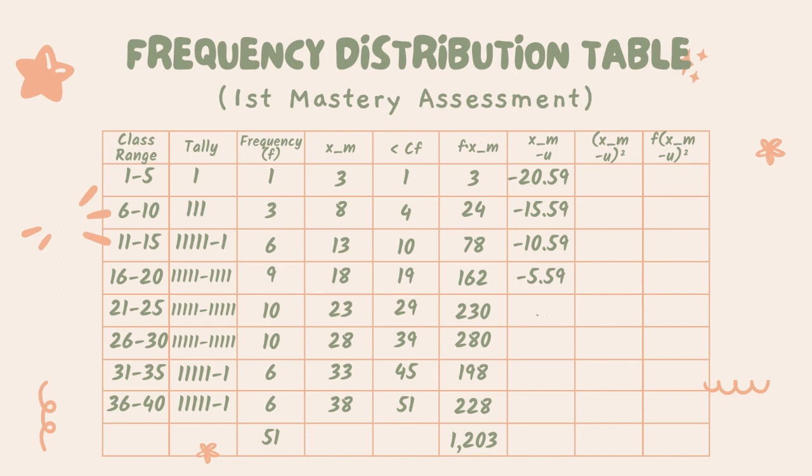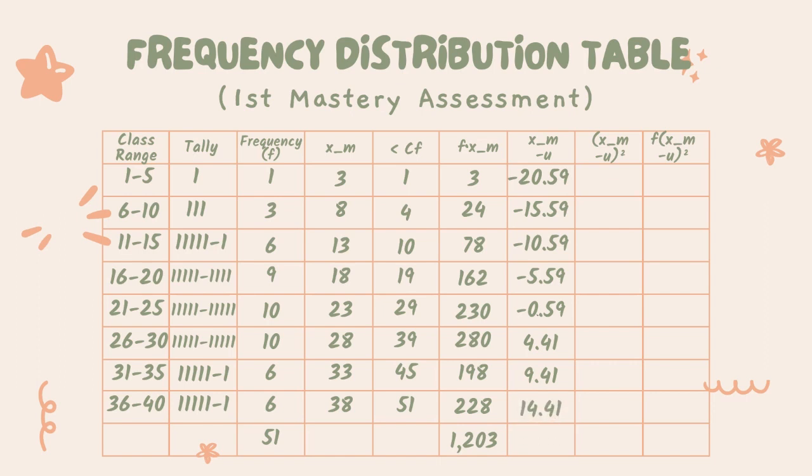23 minus 23.59 is equal to negative 0.59. 28 minus 23.59 is equal to 4.41. 33 minus 23.59 is equal to 9.41. And lastly, 38 minus 23.59 is equal to 14.41.